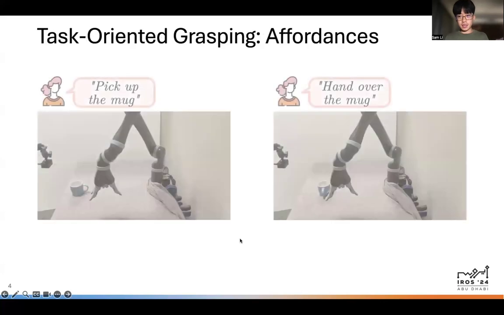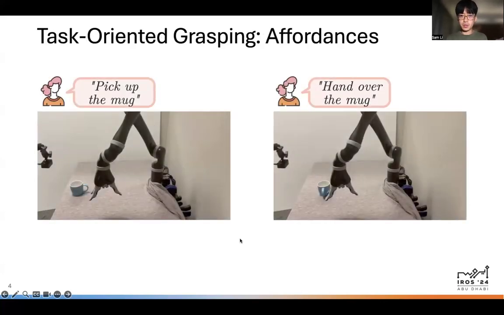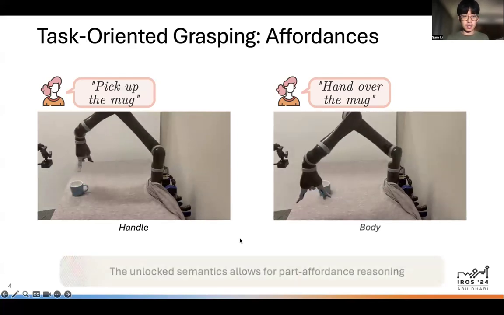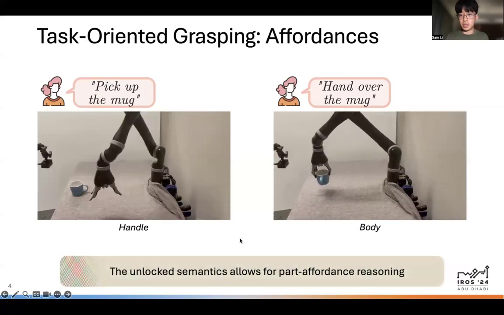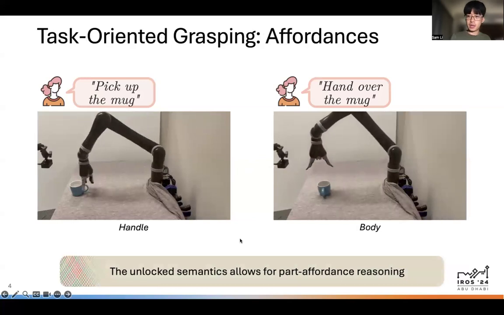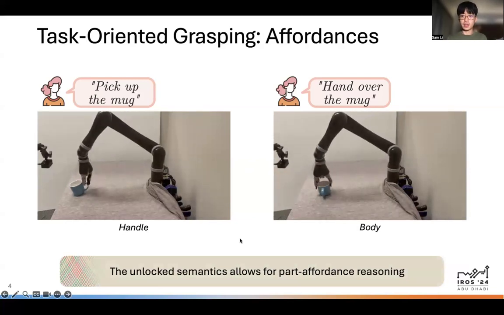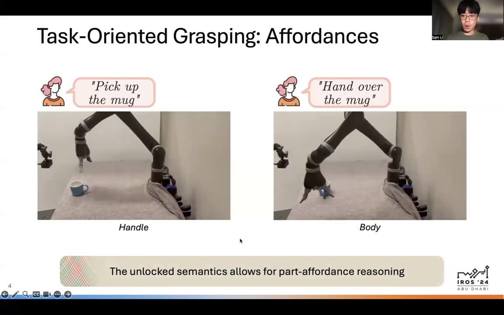By understanding an object's parts and unlocking these semantic properties, we can interact with objects in different ways depending on the task, demonstrating the sometimes subtle task-oriented reasoning that humans easily perform, but robots often struggle with. Here we have the same mug, and our pipeline understands the semantic parts and their significance for these two tasks. In the case of the first task, which is to pick up the mug, the robot picks up the mug by the handle, as you may expect. For the second task, which is to hand over the mug to someone, the robot grabs the mug by the body, as you may naturally desire in such an interaction. The unlocked semantics and knowledge through engaging the LLM with this symbolic structure graph allows for this part-level affordance reasoning.